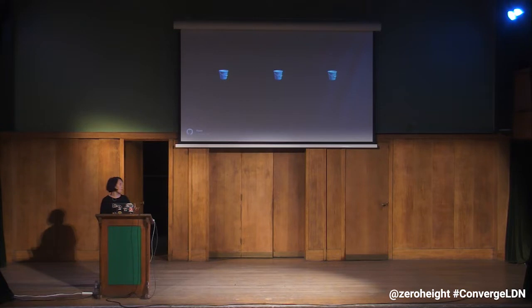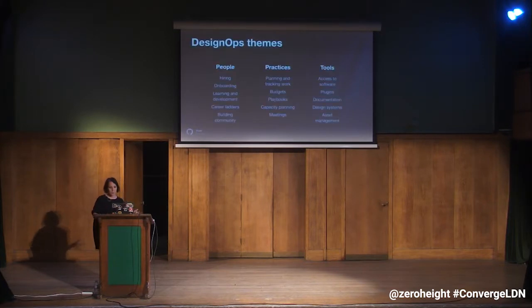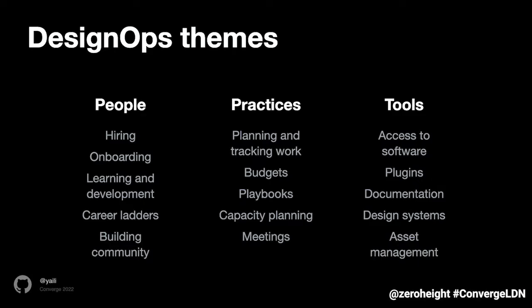You can usually divide design ops into 3 buckets: people, practices, and tools. Let's look at a few examples for each of these buckets. So for people, you have things like hiring and onboarding, learning and development, career ladders. Practices can be things like how you plan and track your work, dealing with budgets, having playbooks, how do you handle all your meetings, things like that. And tools can be how do you access software or make sure that everyone accesses the right software, building plugins, maintaining them, documentation, design systems, and things like that.